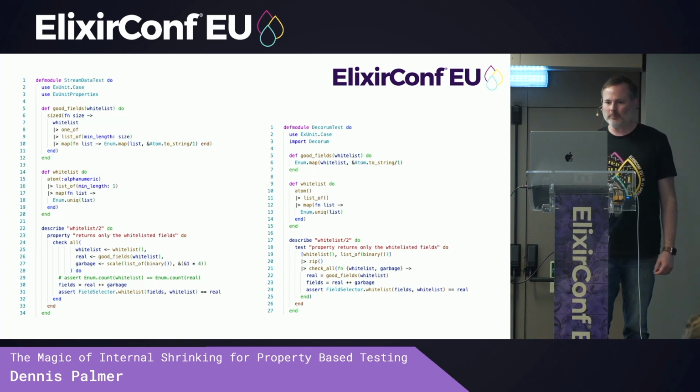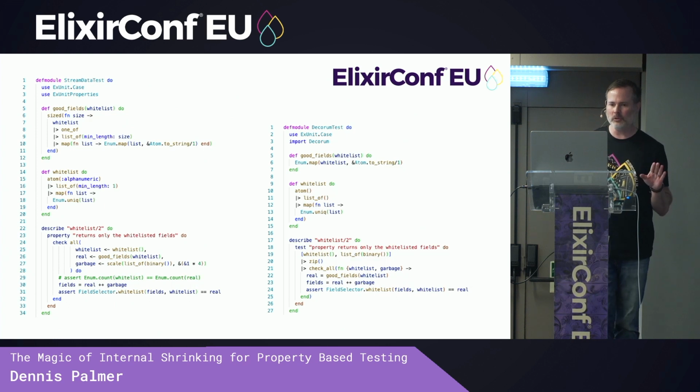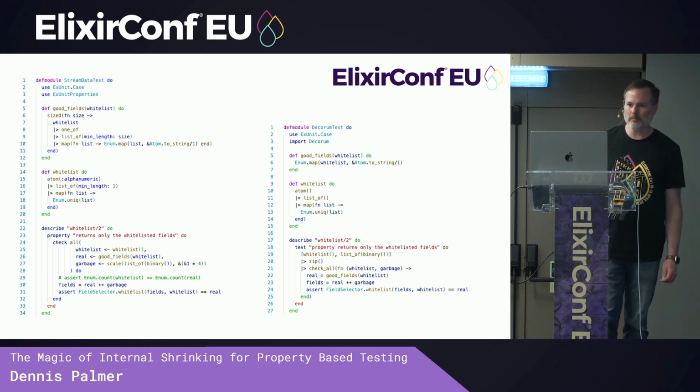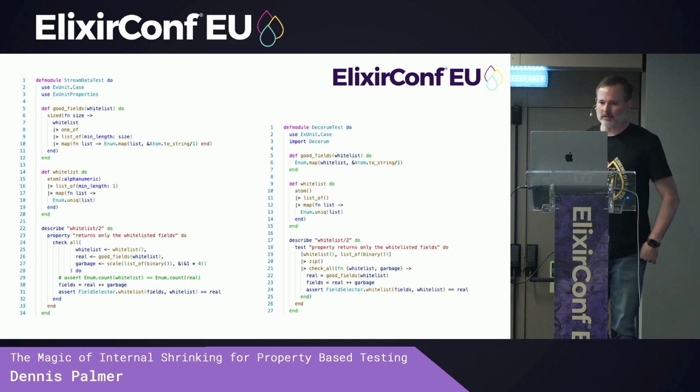So here is the side-by-side stream data test and the decorum test. I put this in a new library where I brought both of them in as hex packages. The stream data test is pretty close to what they had in the bug on GitHub, but I cleaned it up a little bit and took out a couple of things. In decorum we don't actually have macros yet, but the API works pretty close even without the macros.